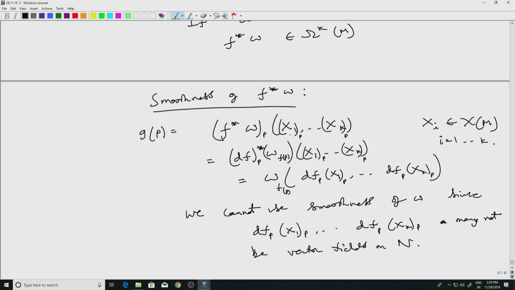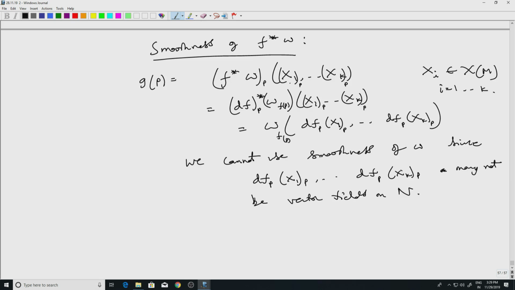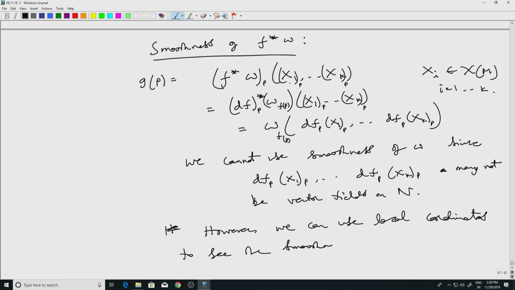So the problem is easily overcome by working with local coordinates, using local coordinates to see the smoothness of F star omega.